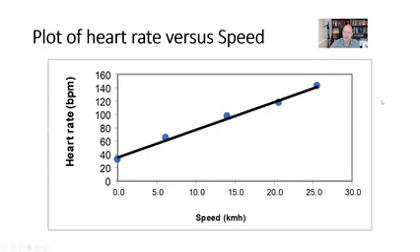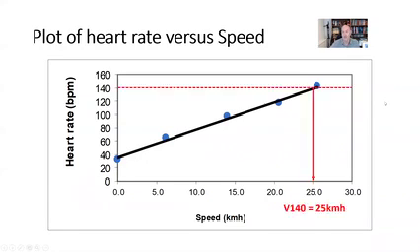Okay, so we've got our nice straight line here because heart rate and speed should be related. And we can calculate our V140 from this. All we need to do is draw a line across at 140 and then drop down to see what speed that is. And that for this horse is 25 kilometers an hour.